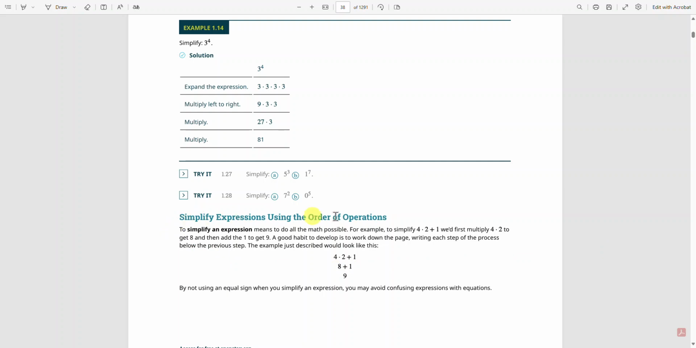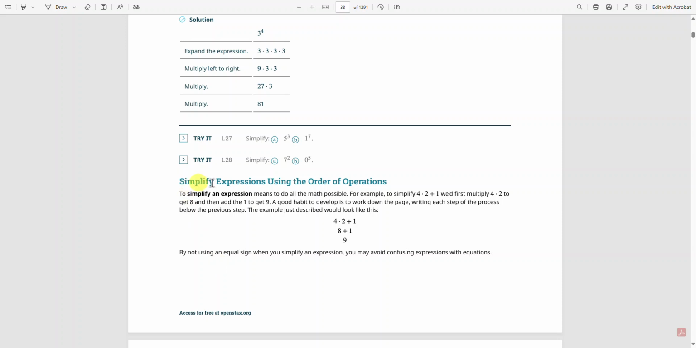So here's where we left off at the end of that first video, and we can see that this section is titled Simplifying Expressions Using the Order of Operations.